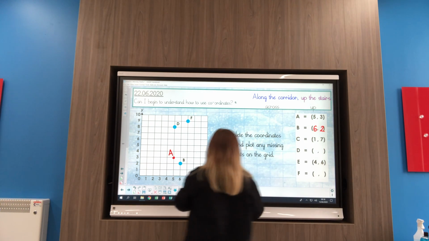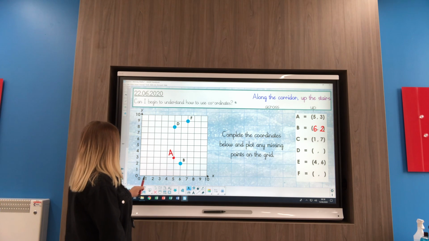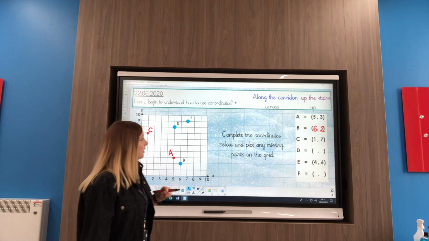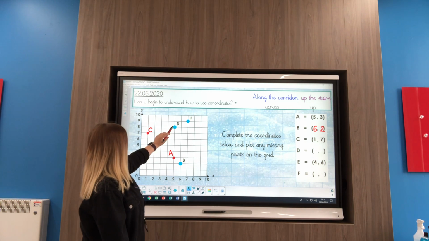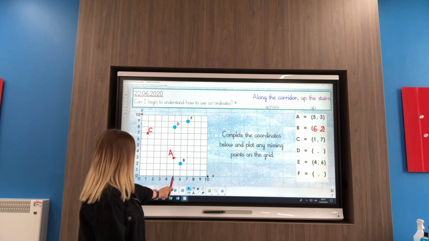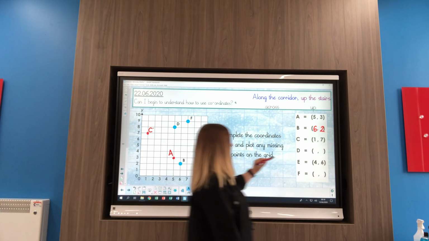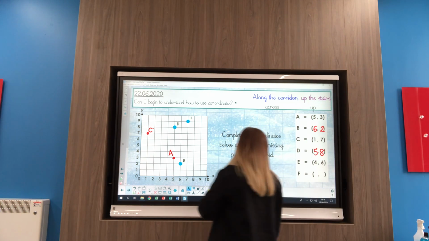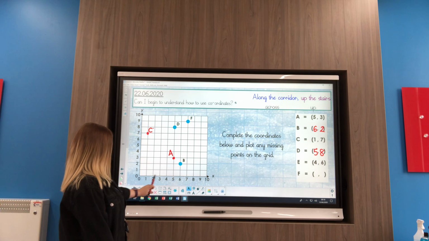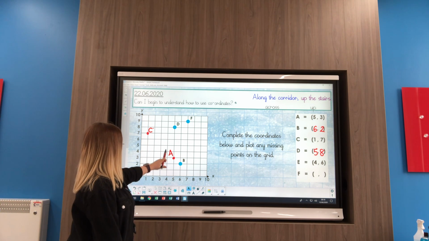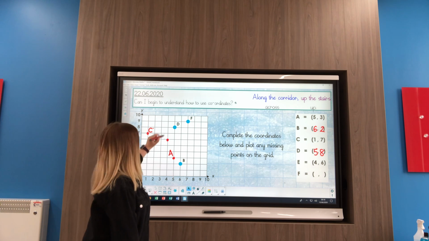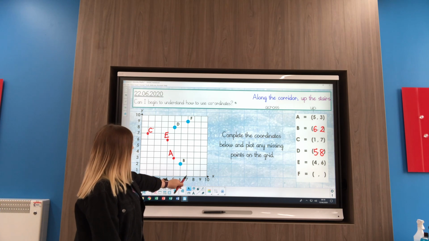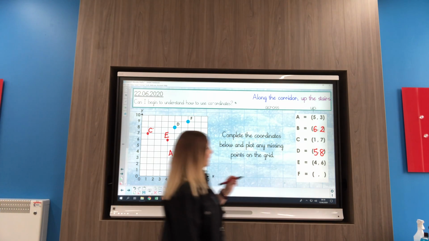C then, so I've got the coordinates, so I need to draw this one on. So I'm going to go across 1 and up 7, and that's C. Then D, I need to write the coordinates, so find D. So that's 5 across and 8 up. E is 4 across and 6 up. 2, 3, 4, 5, 6. That's letter E. And then finally F is 7 across and 9 up.